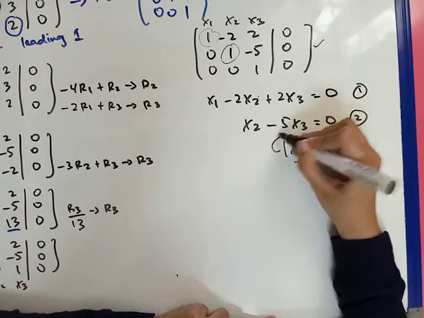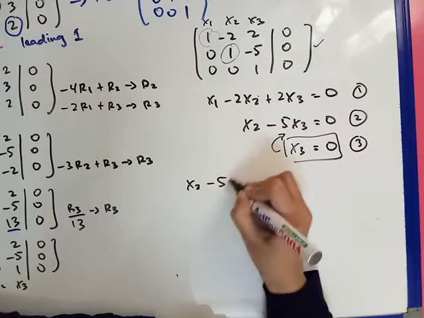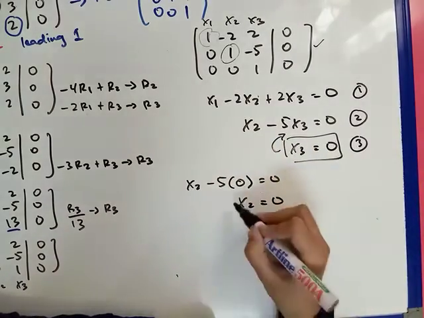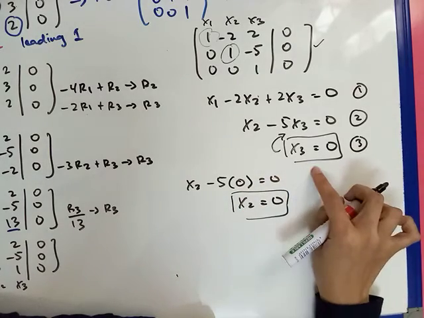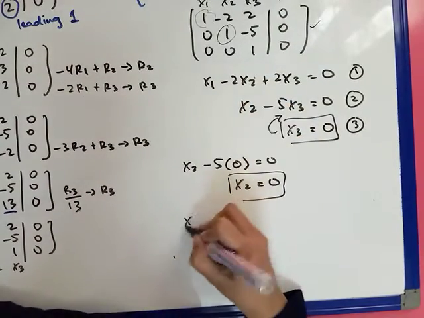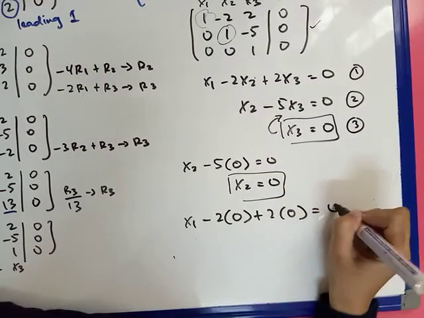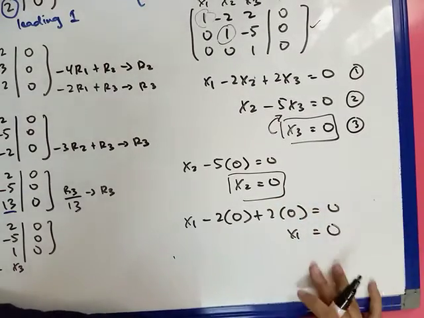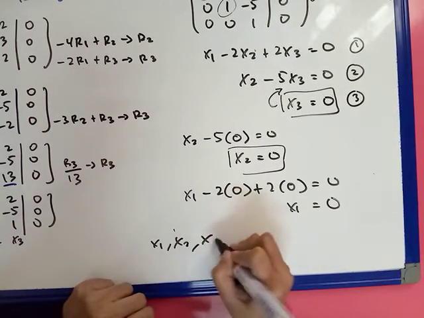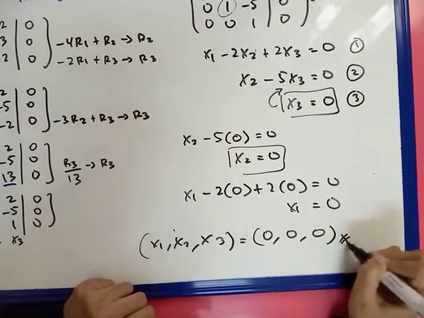Since we know that x3 equals 0, we can substitute into the second equation to get the value for x2. So x2 minus 5 times 0 equals 0. Therefore, x2 equals 0 also. Since x2 and x3 are 0, we substitute into the first equation to get x1. So x1 minus 2 times 0 plus 2 times 0 equals 0. Therefore, x1 equals 0 also. So x1, x2, x3 equal 0, 0, 0. This is the answer.